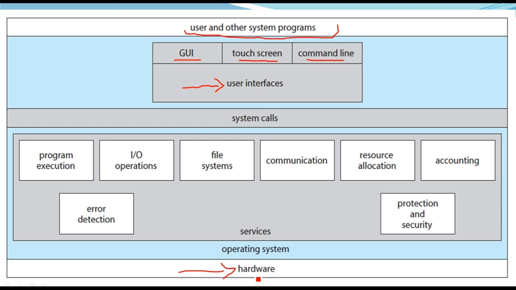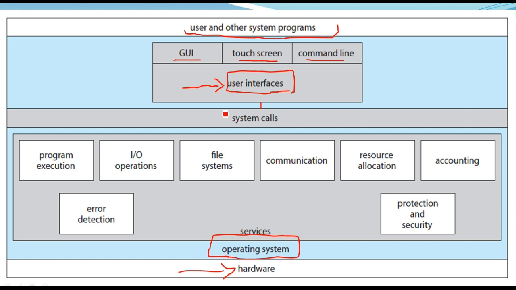Over this hardware there is an operating system, and this operating system is responsible for providing all kinds of services to the user, but the user is interacting with the GUI, touch screen, or command line user interfaces. So these are called the user interfaces. The user interacts with the help of these interfaces, and the operating system provides all the necessary environment to interact with the computer hardware and also to execute the program.